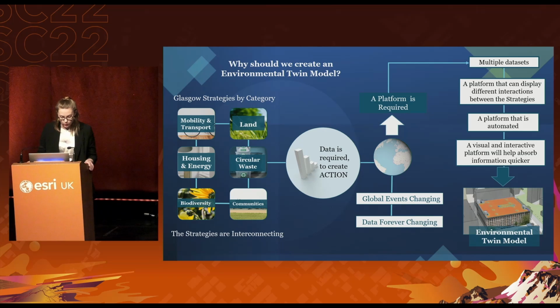So a platform is required, a platform that has multiple data sets with different disciplines, which can have interactions between the different strategies. We need an automated system, but we also need something that's visual and interactive and can easily absorb information. We now live in a society where we constantly flick through vast quantities of visual content on our mobile devices. But sometimes we take less and less time to read important content. The 3D model has a vast amount of data that is visually captivating to our acquired audience.